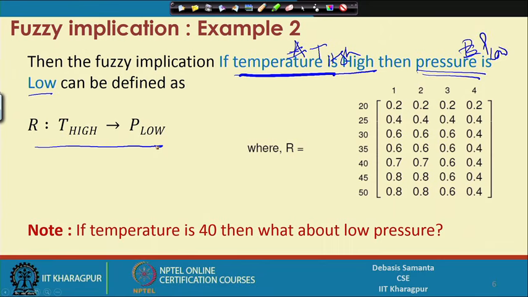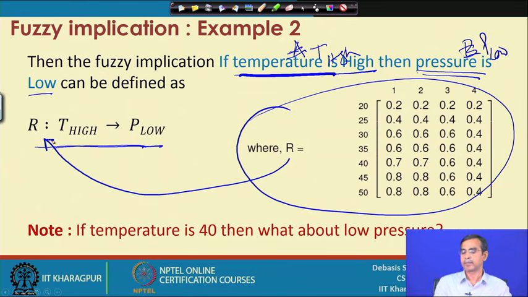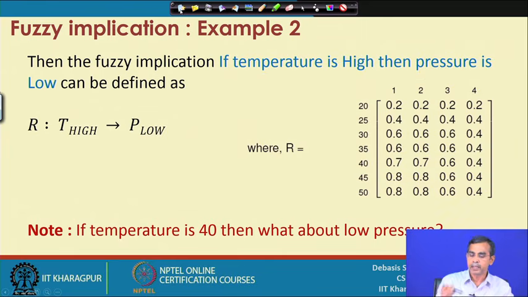Now, using the simple Cartesian product that we have already discussed in the previous lecture, we can obtain the relation matrix, which looks like this. So, this is the relation matrix R showing this relation. One interesting point is that here, if temperature is high then pressure is low. Now, suppose temperature is 40, then what about the pressure? If temperature is 40, then it shows the pressure.